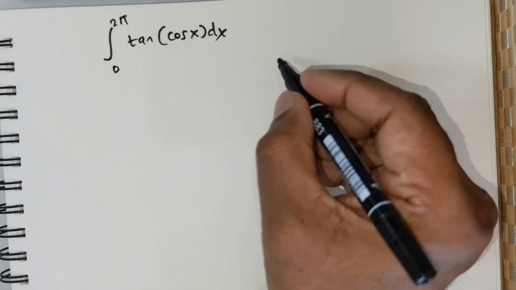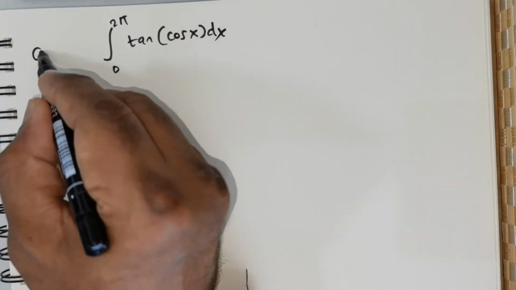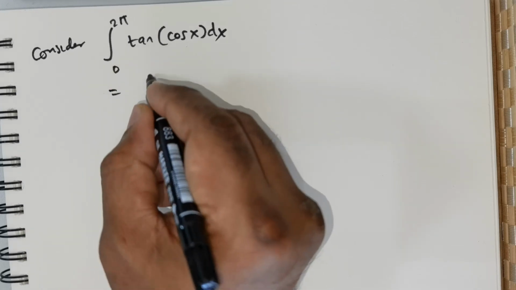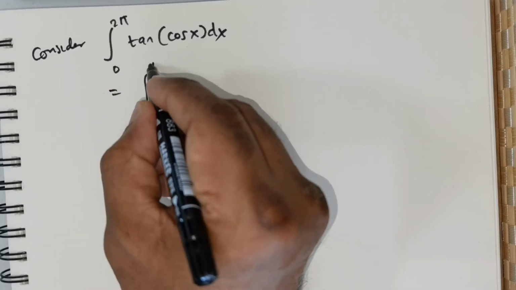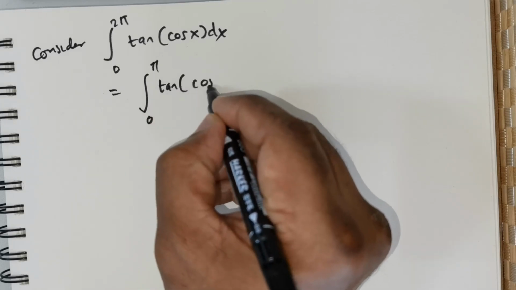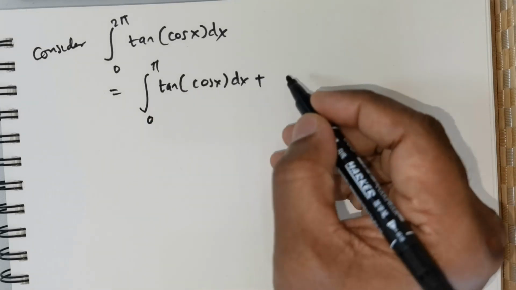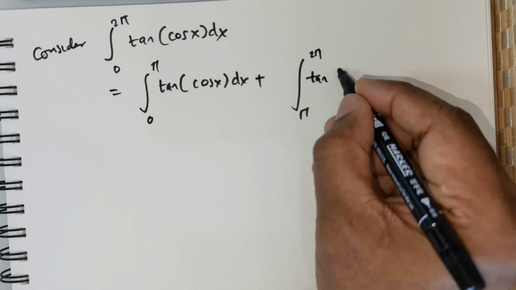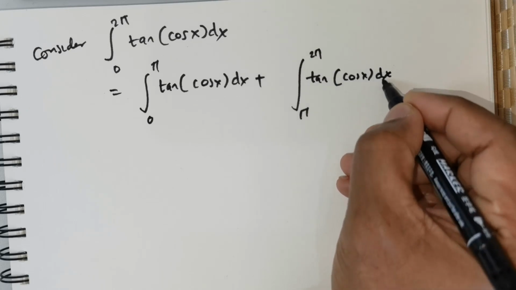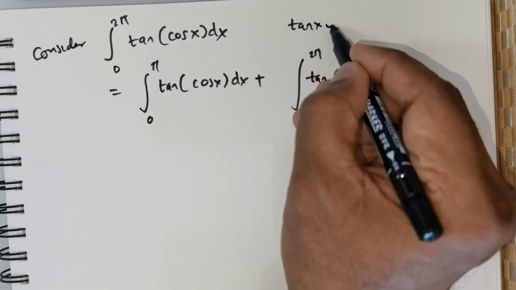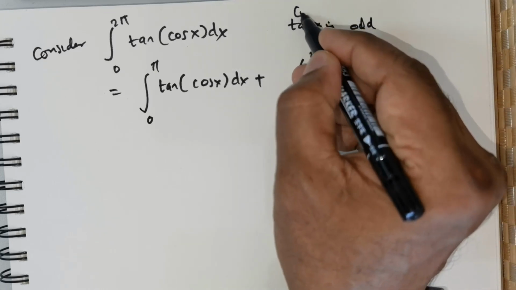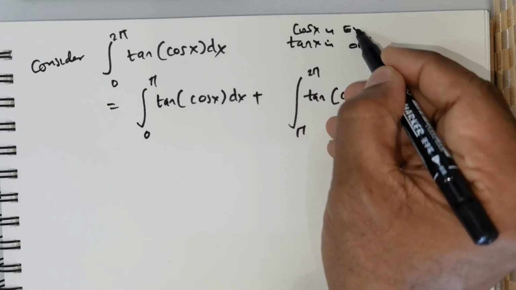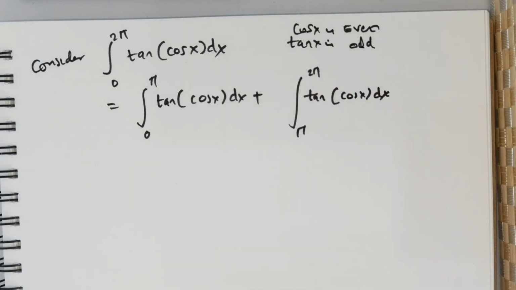Having mentioned this, foremost, consider this integral, and let me split it as the integral from 0 to pi of tan of cos x times dx, plus the integral from pi to 2 pi of tan of cos x times dx. Now we need to know that tan x is an odd function and cos x is an even function. That makes a lot of difference.